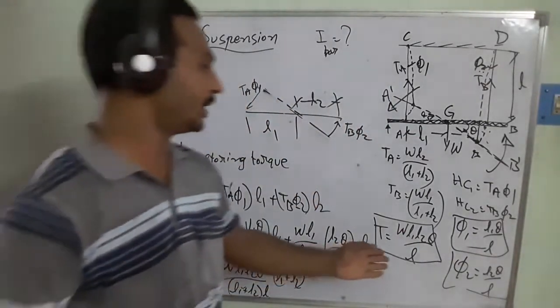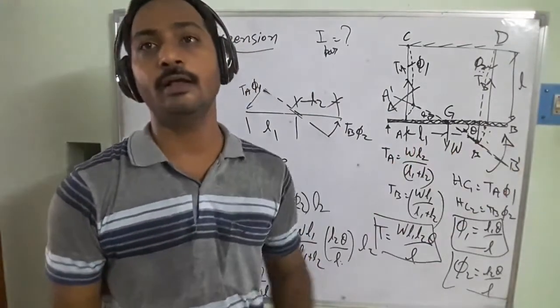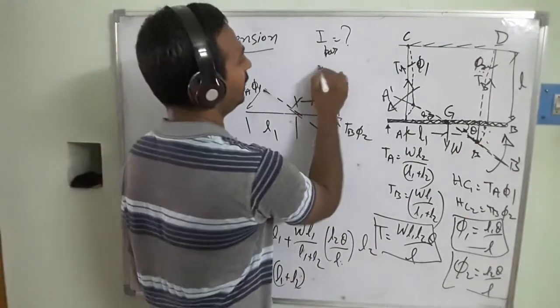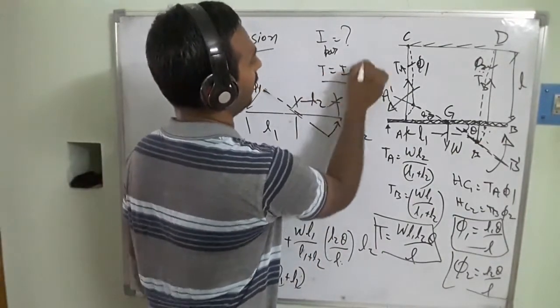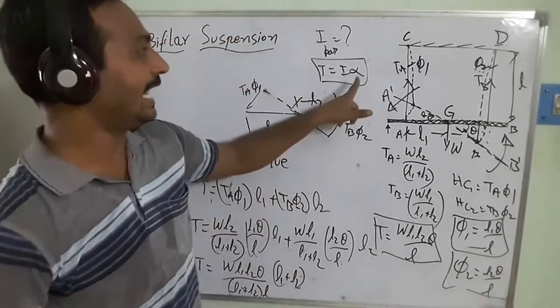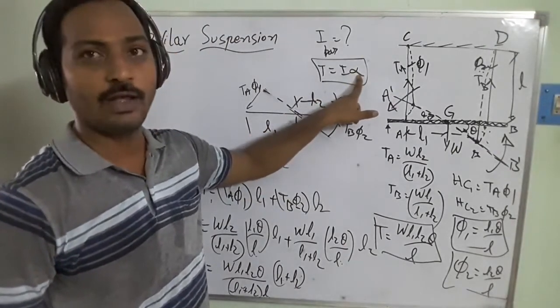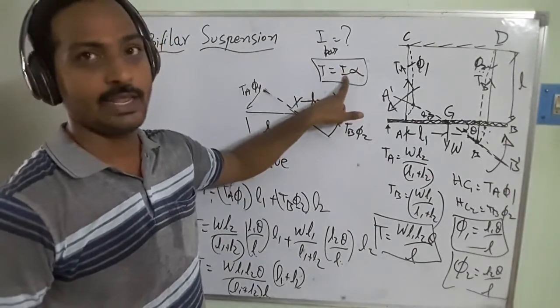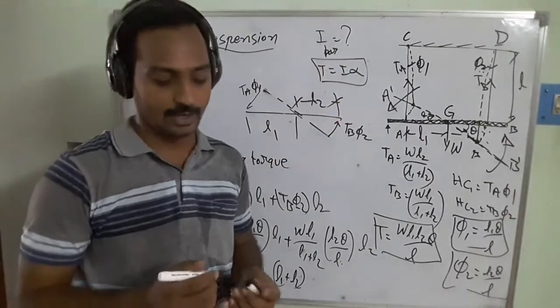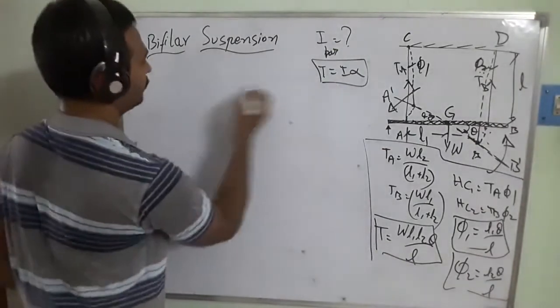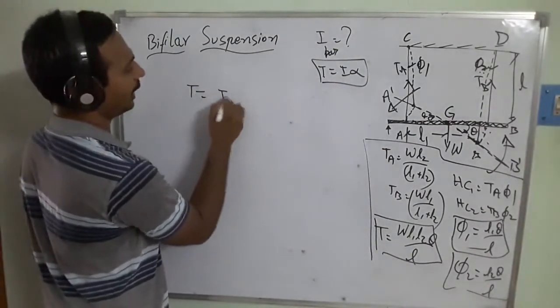From this restoring torque, we are going to substitute in the accelerating torque. What is the formula we have? T is equal to I alpha. From this we are going to calculate the moment of inertia. First we calculate alpha, then we calculate I. Once you substitute, you will get the I value.